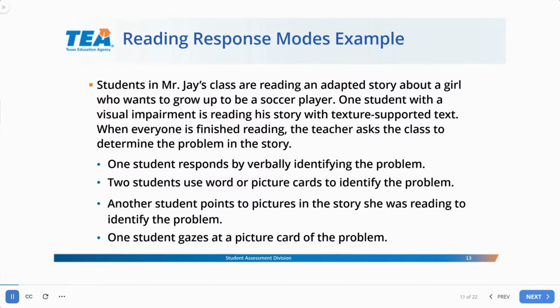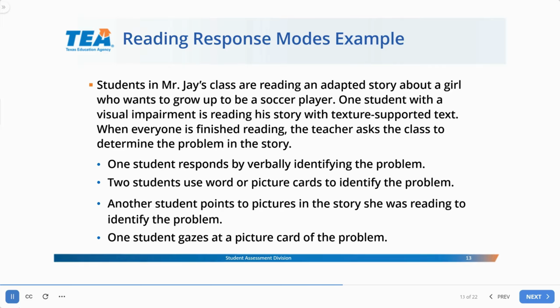This is an example of how students in one class might use alternate response modes for reading. Students in Mr. J's class are reading an adapted story about a girl who wants to grow up to be a soccer player. One student with a visual impairment is reading his story with texture-supported text. When everyone is finished reading, the teacher asks the class to determine the problem in the story.